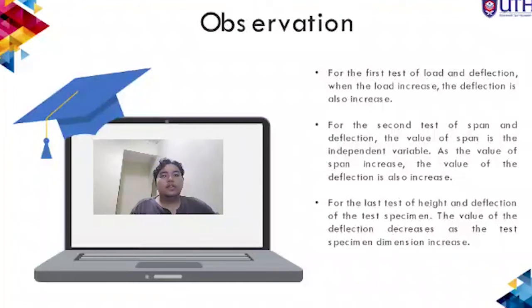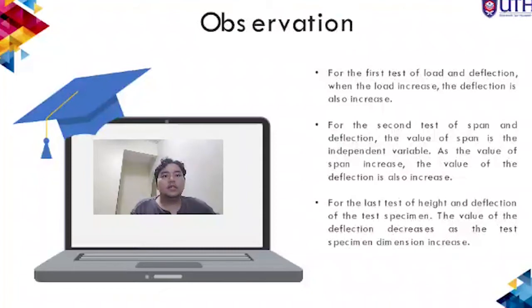Next, for the second test of span and deflection, the value of span is the independent variable. As the value of the span increases, the value of the deflection also increases. The highest value of span, 600 mm, has the highest deflection, which is 0.53. The value of the deflection is the same as the deflection in the first test for 10 Newton load. The lowest value of span, 300 mm, results in the lowest deflection, which is 0.1 mm.